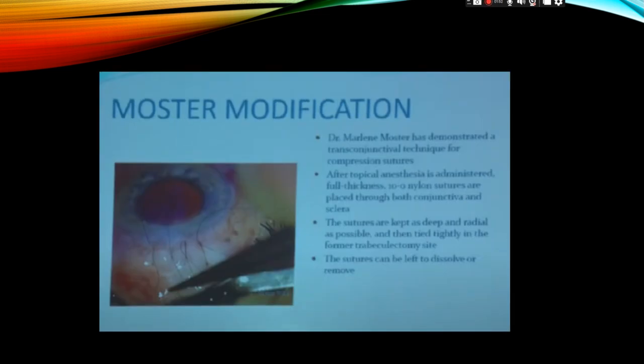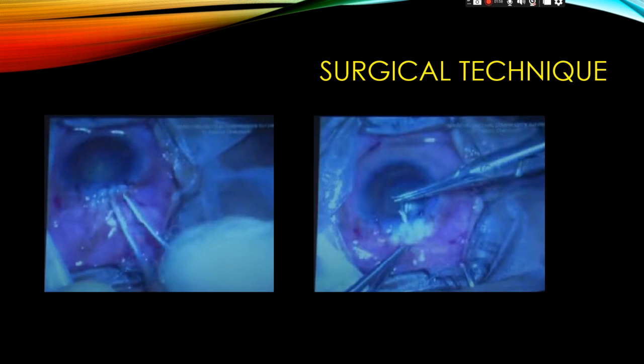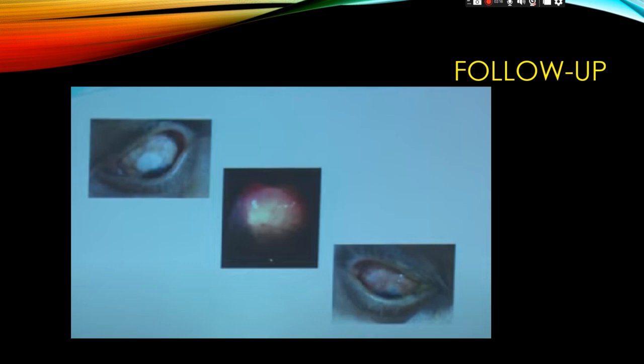This technique was further modified by Dr. Marlene Moster, who took radial sutures. We followed a similar technique where we put multiple radial sutures. We took the suture anterior to the bleb, passed it underneath the bleb, taking the scleral tissue, and the tip of the needle came out behind the bleb, and then we applied multiple radial sutures.